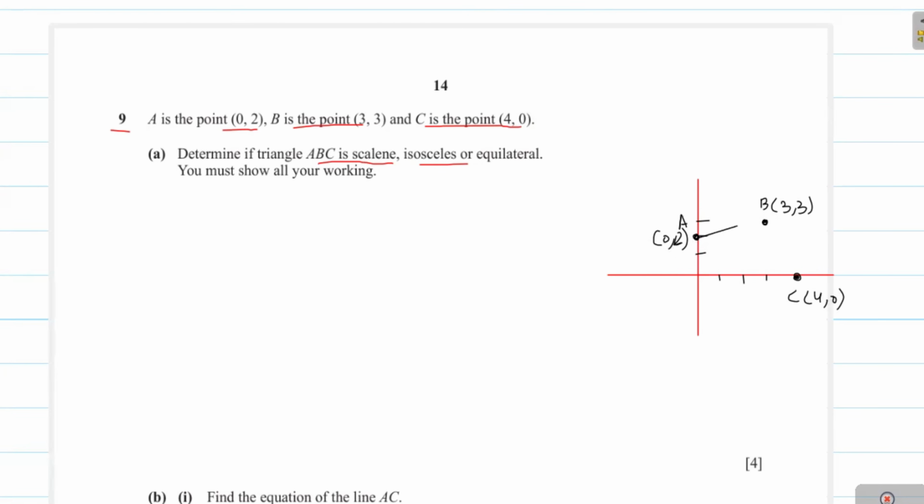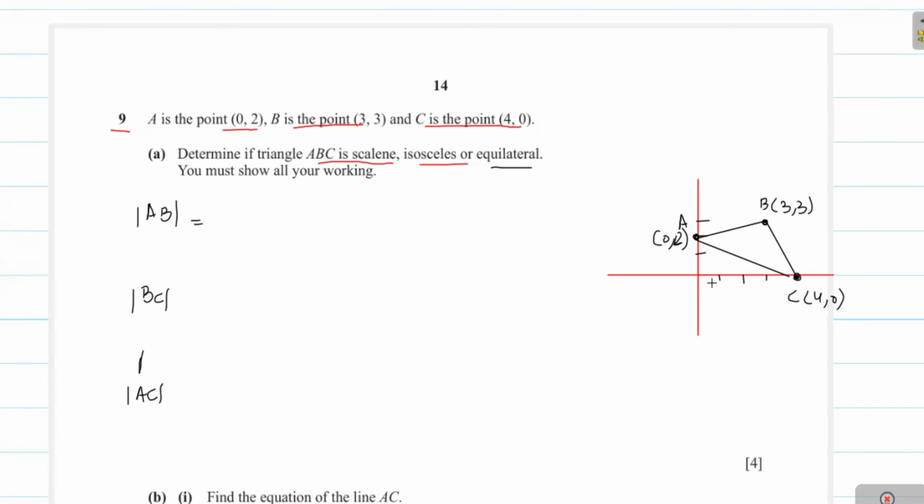Now this is the triangle, and we have to determine whether it is scalene, isosceles or equilateral. In an equilateral triangle, all sides are equal. In an isosceles triangle, two sides are equal. In a scalene triangle, each side is different. Firstly, we calculate the distances AB, BC, and AC.